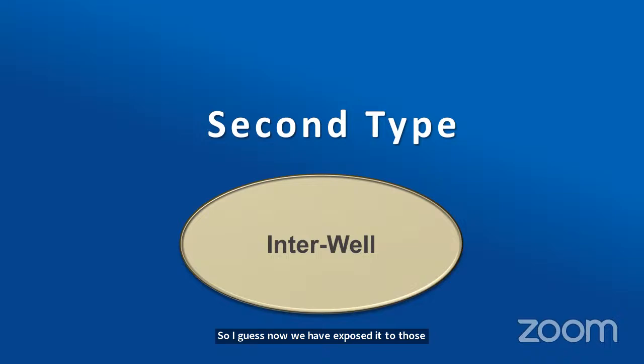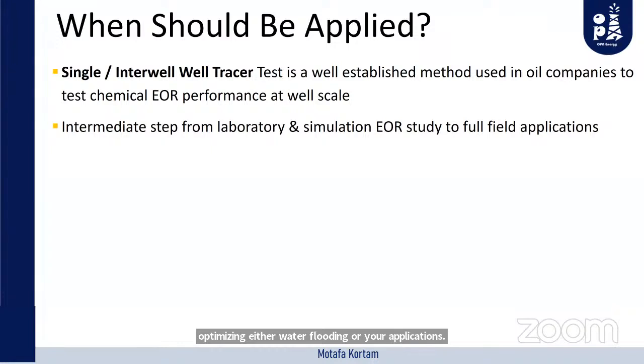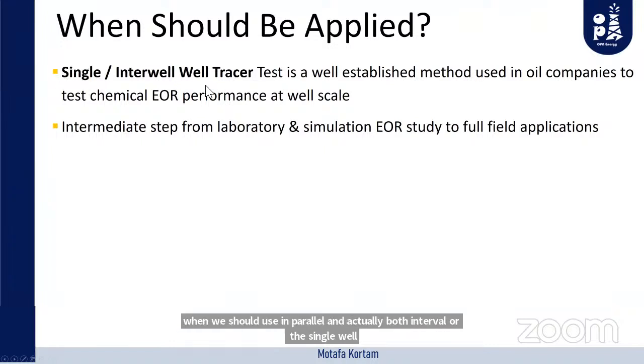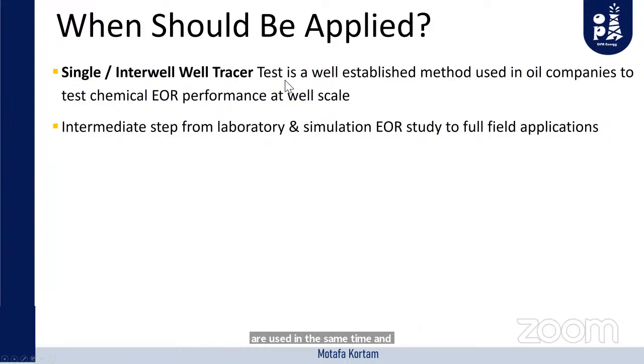Now we are moving on to another type of tracers that is also used in field development and optimizing either water flooding or EOR applications. The second type is the interwell. Both interwell and single well tracers are used at the same time. They are not providing the same result, but they serve the same objective, which is optimizing the water flooding and the EOR applications.